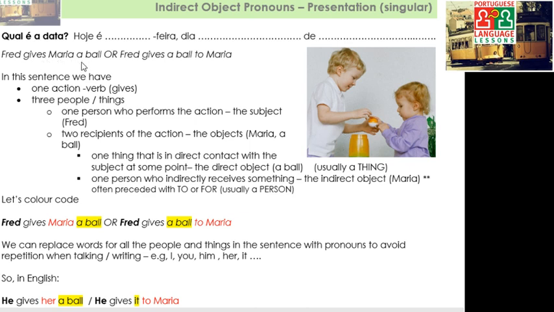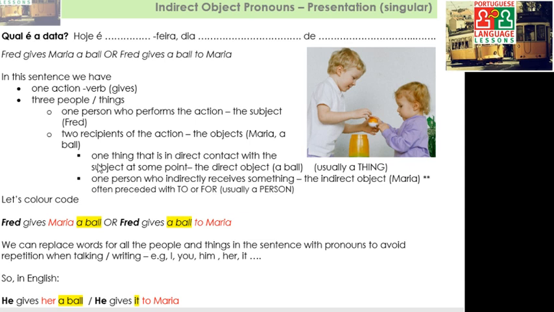Fred gives Maria a ball. Or I could say, Fred gives a ball to Maria. Can you see the picture there? What's happening? Now in this sentence, we've got one action, the verb gives, and we've got three people or things. A person who performs the action, that's the subject, Fred, there. We've got two recipients, the objects. We've got little Maria and a ball here.